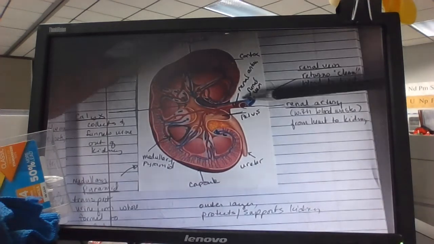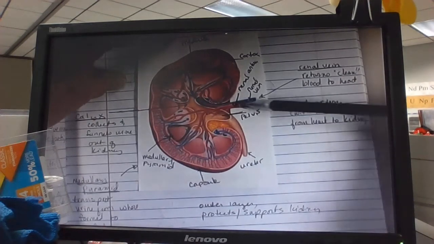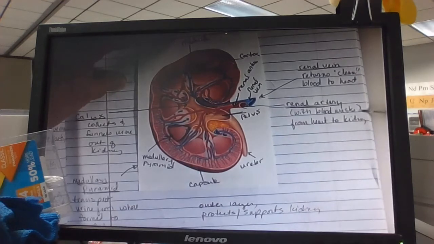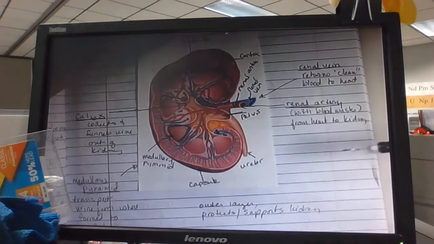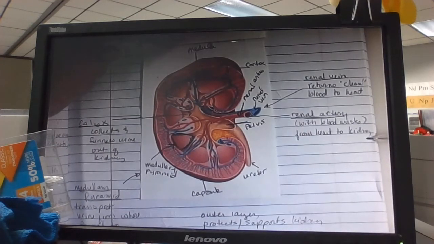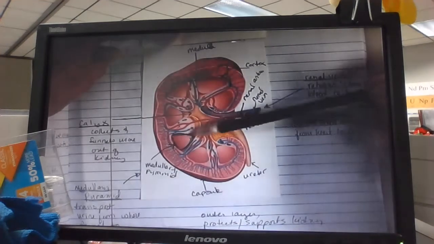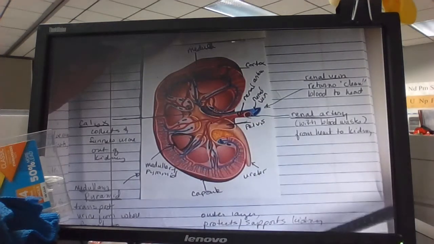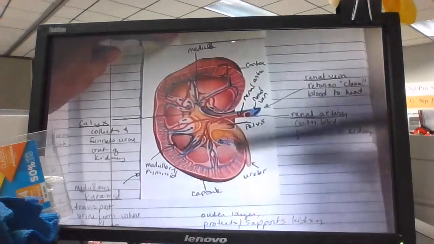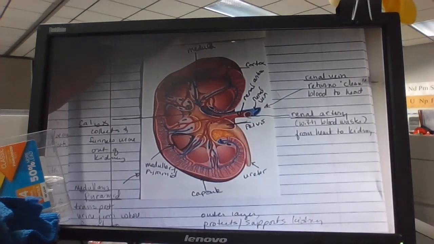We have the renal artery and the renal vein. So the renal artery has the waste in that blood, and so it's bringing the blood from the heart to the kidney to be processed. So the blood's coming in the renal artery. Renal vein, after the blood has been processed, it returns the clean blood to the heart.